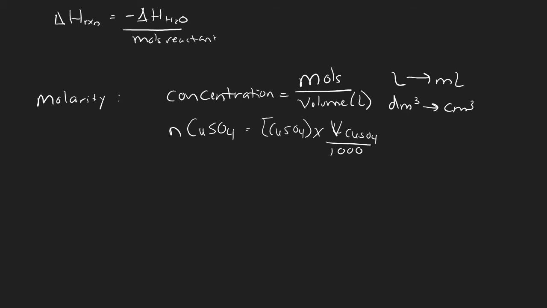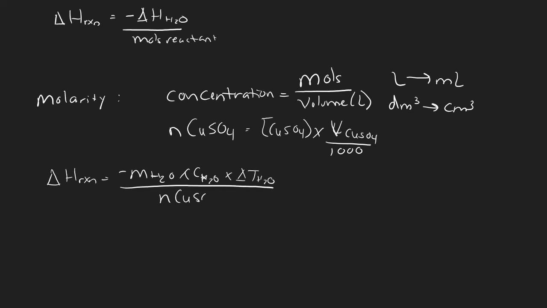Now we know in our reaction, our delta H of reaction is negative the mass of water times the specific heat of water times the temperature change of water, and we are going to divide that by the moles of copper sulfate in the solution.